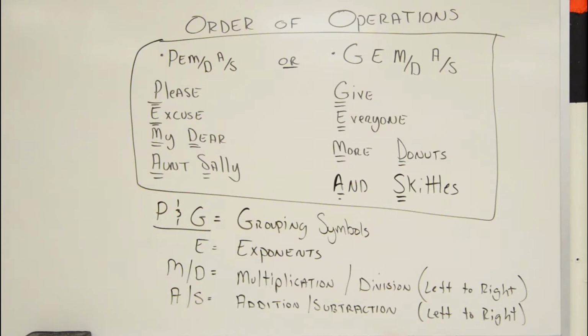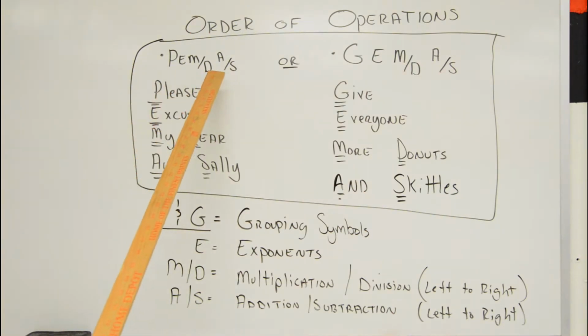So what is order of operations? It's telling you which order to do your operation signs. So as you're looking at a problem, you may have a multiplication symbol, you may have an addition symbol. It's telling you which one to do first. So you got different acronyms here. You can use either one, whichever one helps you remember.